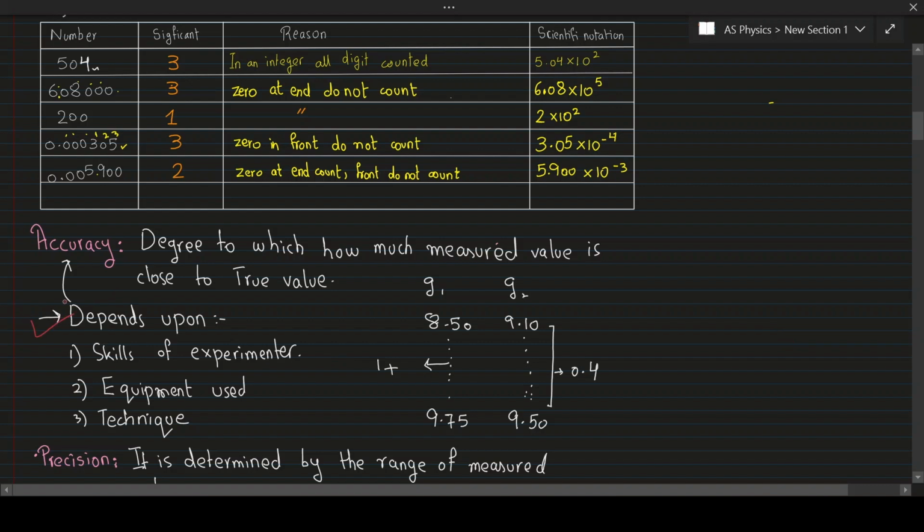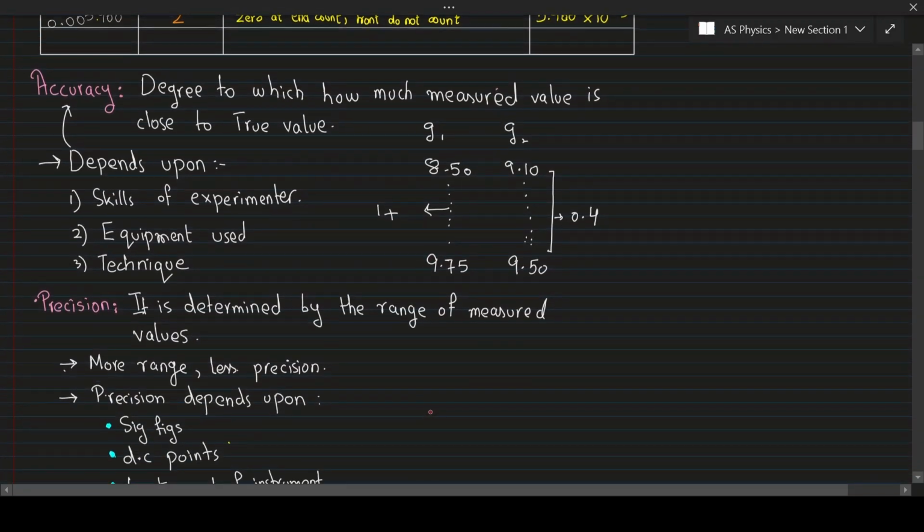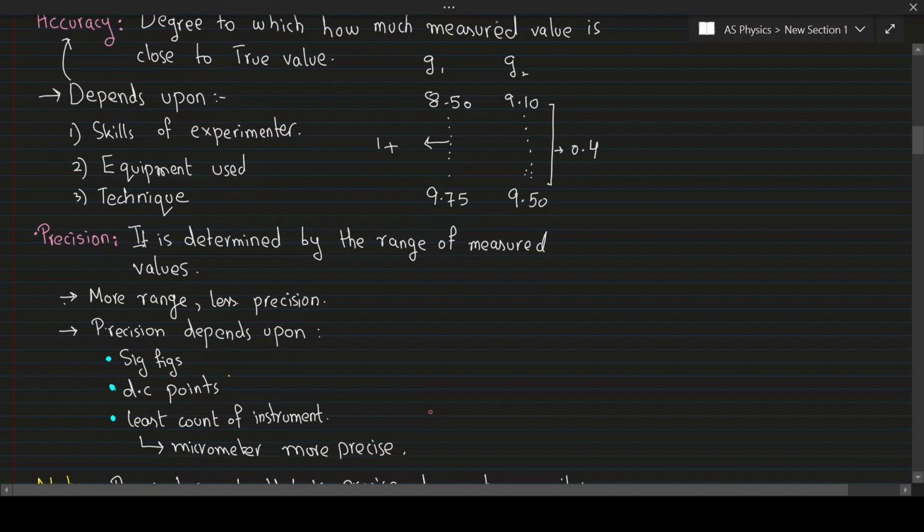Okay, now it depends on 3 things: skills of an experimenter, equipment used, and technique. The more skillful an experimenter is, the more accurate value you would get. Similarly, equipment should be new, and technique should be the correct one. Then you will get an accurate value. Okay, then we came across precision.